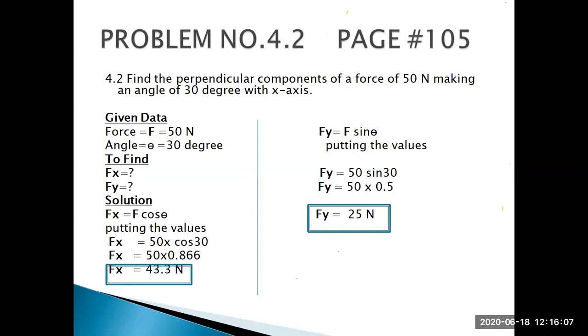So this is the end of problem 4.2. At the end, you will write the result here. I didn't write the result here, but you have to mention the result. When you do your numerical, write over here: Result. Fx is equal to 43.3 Newton and Fy is 25 Newton. So the result is the horizontal component of force Fx is equal to 43.3 Newton, you must mention, and Fy is equal to 25 Newton. This is the end of numerical problem number 4.2, which was on page number 105.